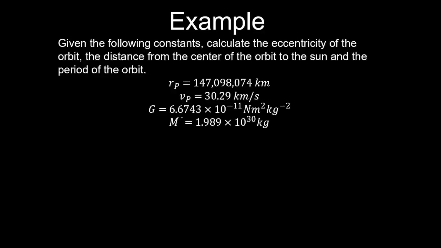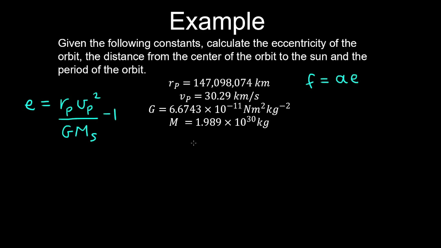Given the following constants, calculate the eccentricity of the orbit, which were derived using Kepler's first law as the distance from the Sun to perihelion by the square of the speed at perihelion on the universal gravitational constant by the mass of the Sun, minus 1. And the distance from the center of the orbit to the Sun is the distance to the focus, which was equal to the length of the semi-major axis by the eccentricity of the orbit.